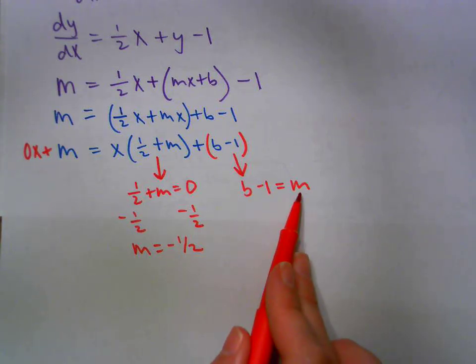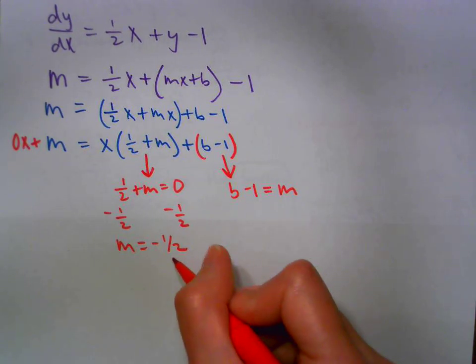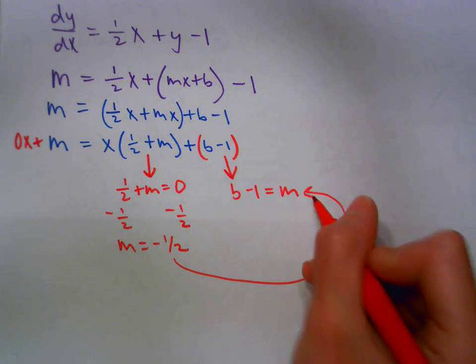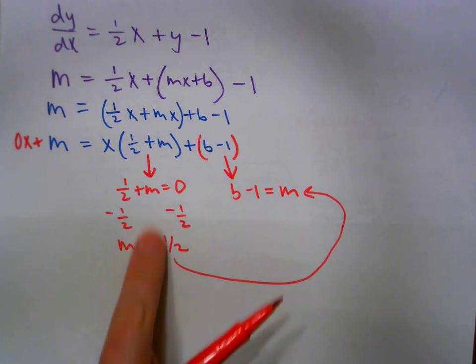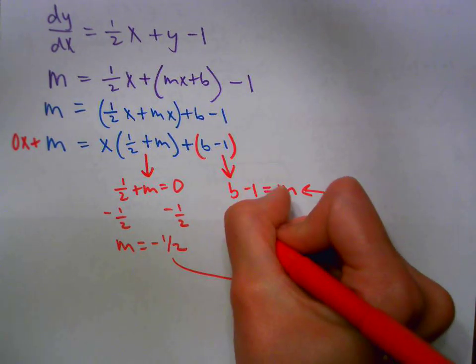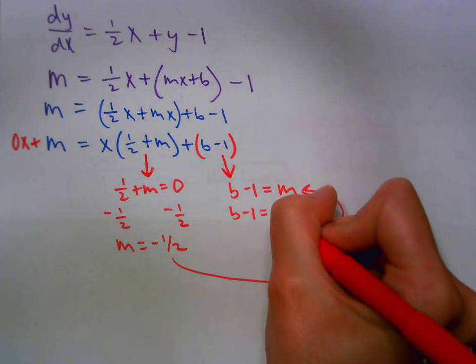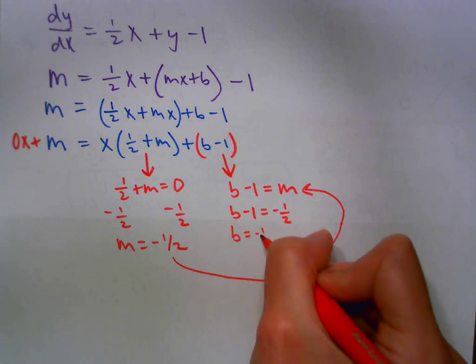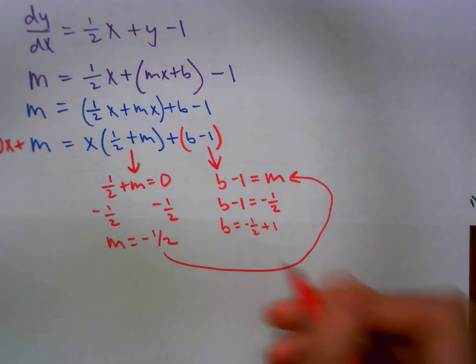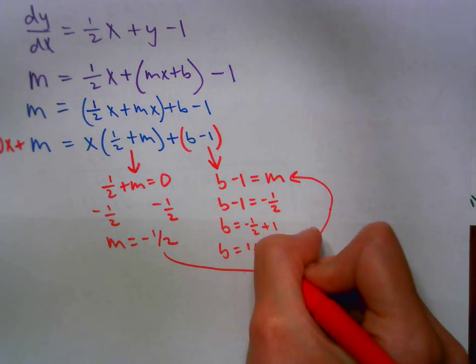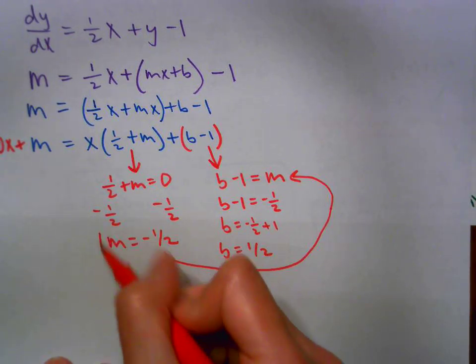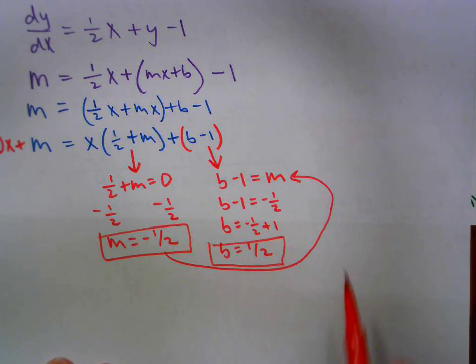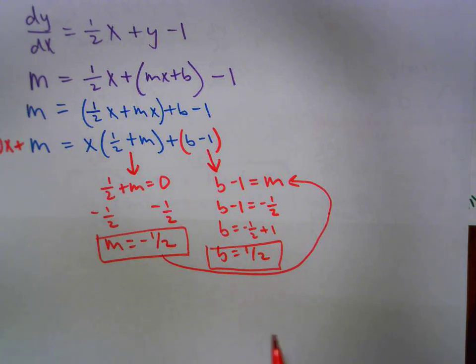So then we can plug in m over here. I'll leave room to work, but I'm showing I'm plugging this m in. So you had to do this one first. And now we know b minus 1 needs to equal negative a half. So b needs to equal negative a half plus 1, which would be positive 1/2. So those would be the constants m and b for this solution to work out.